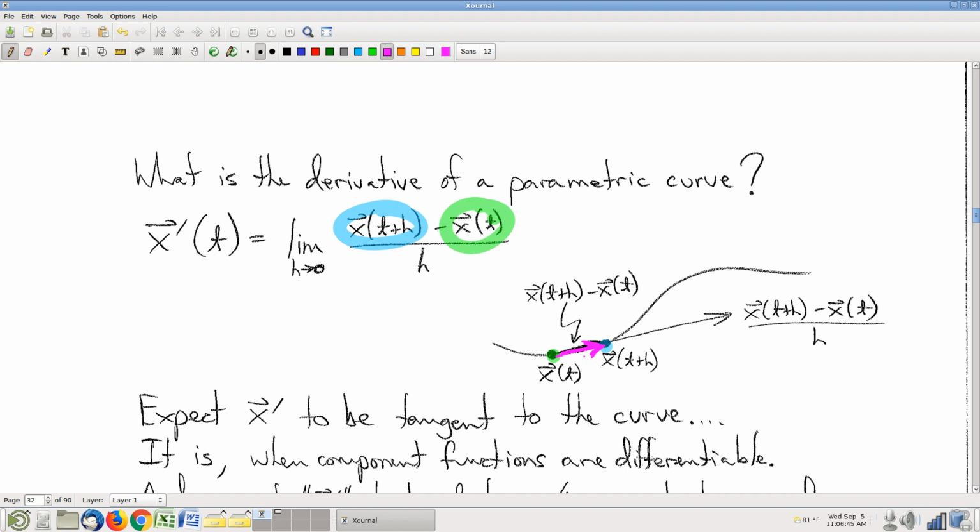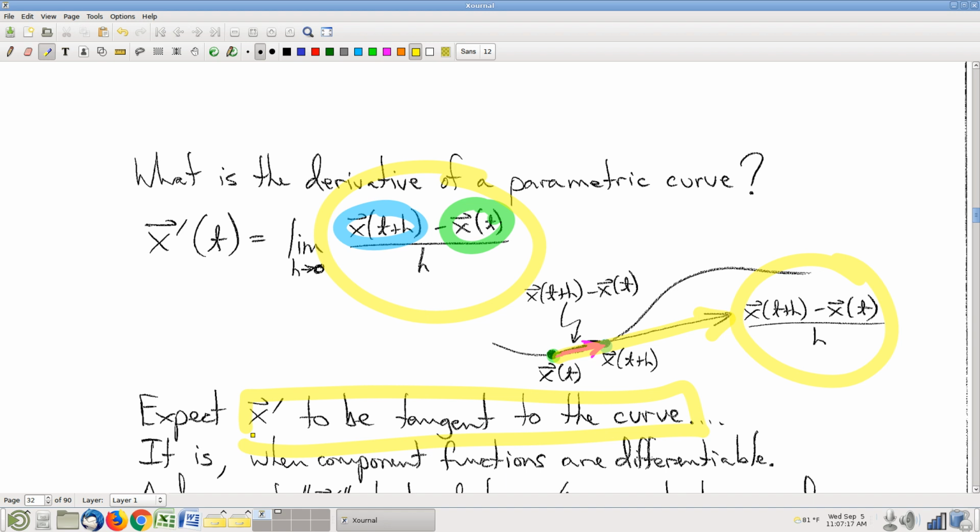But as I divide by h, which itself is getting smaller and smaller, I hope this brings back memories of Calc 1, that gives it more and more length. Right? And in the limit, what we're going to have is a tangent vector to the curve. So that's our first observation I want to make: the derivative vector is a tangent vector to the curve. Everybody on board? It's not a slope. It's a tangent vector.